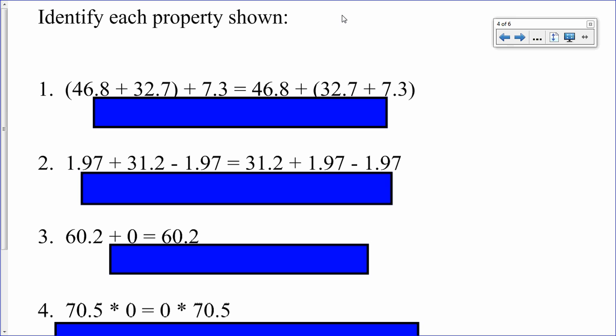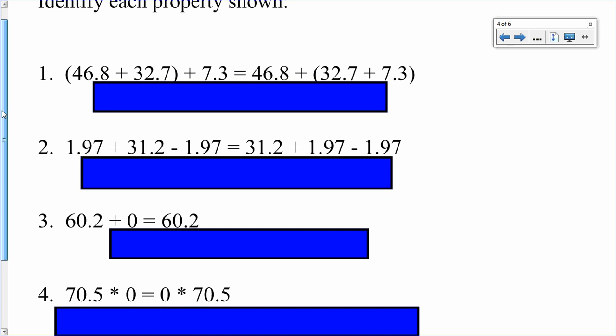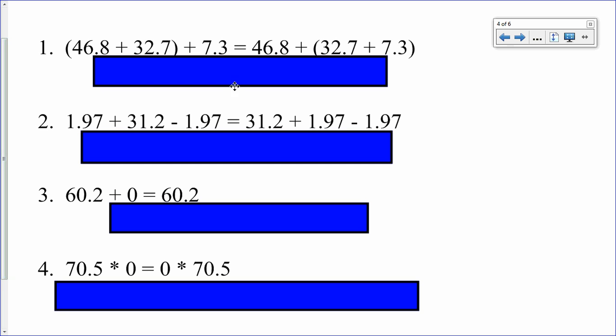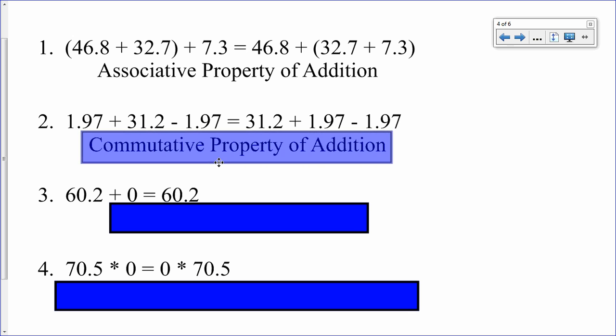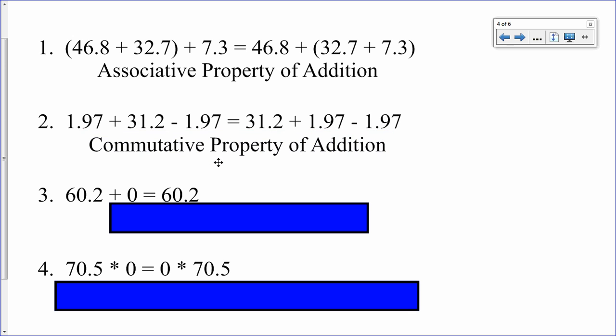Identify each property shown. Be careful with these. They're all not as easy as you think. Our first one demonstrates the associative property of addition. The addends stay the same, the parentheses move. The second one is the commutative property of addition. The order of these two addends has changed. The subtraction sign stays at the end.